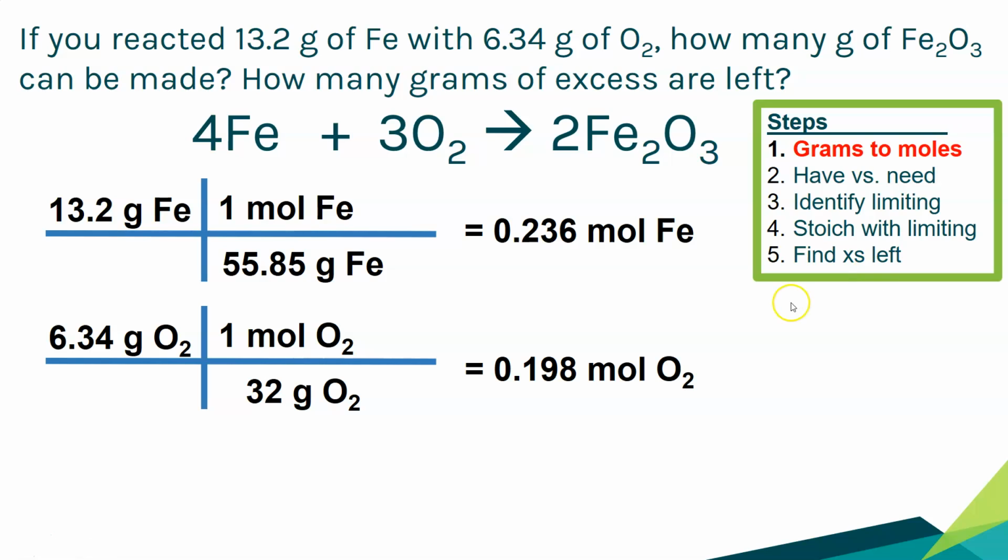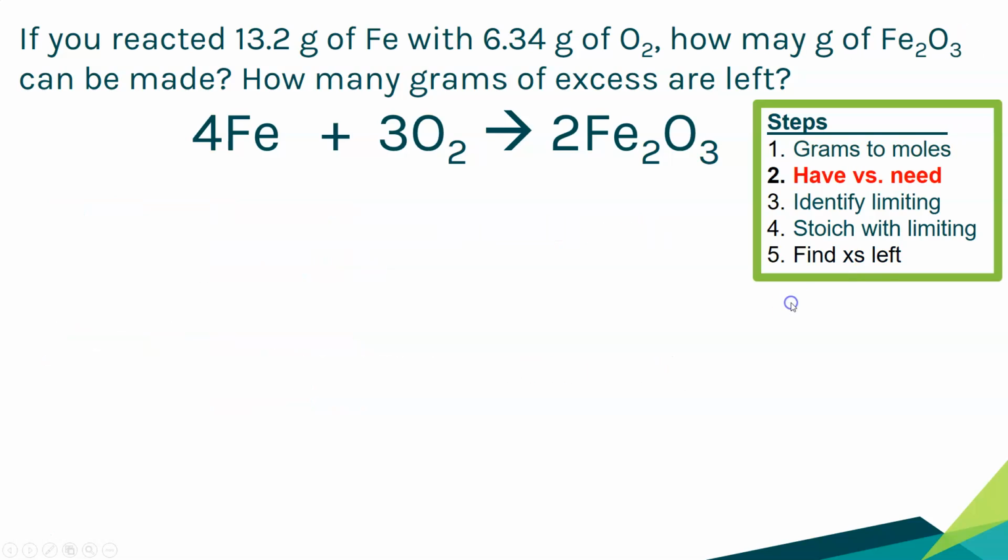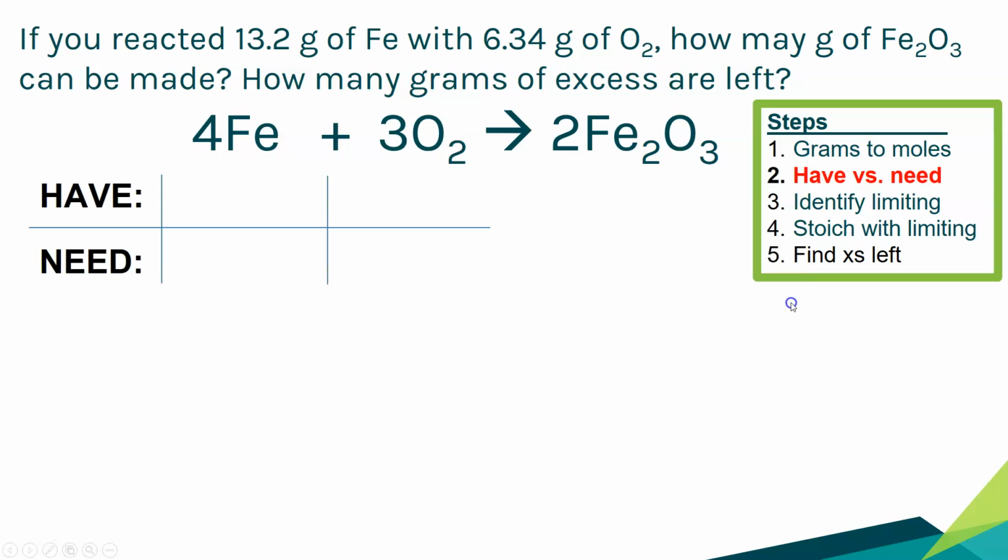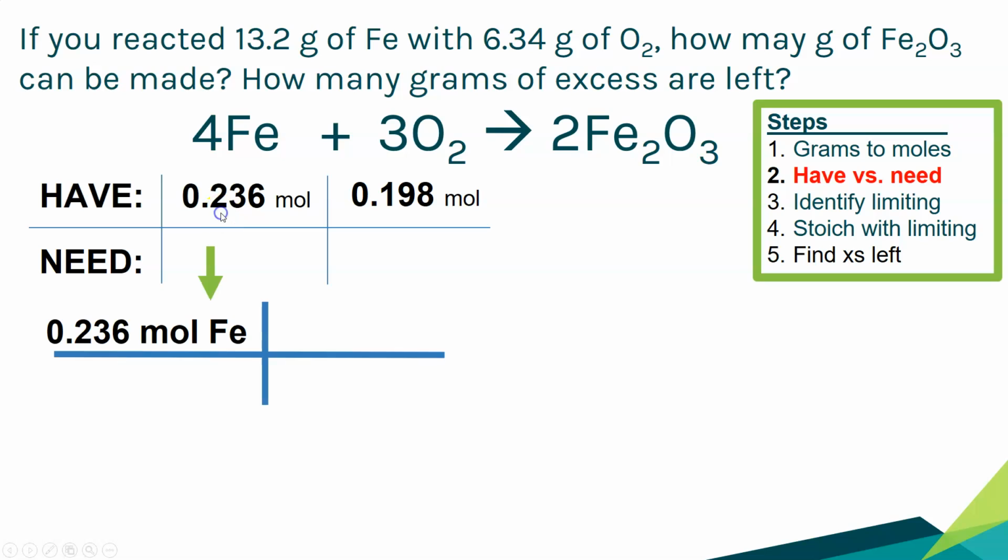Now I'm going to make my have-need chart. I'm going to be doing iron and oxygen. I just found out that I have 0.236 moles, 0.198 moles. It doesn't matter if you want to start with this one or this one. You pick. It doesn't matter. I just typically have the habit of starting on the left.